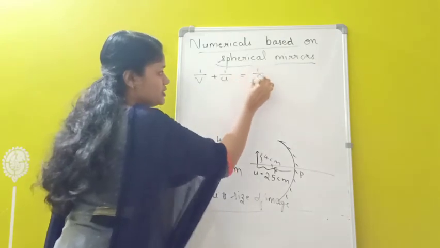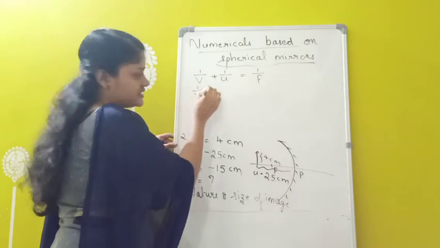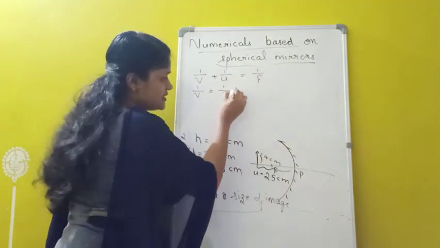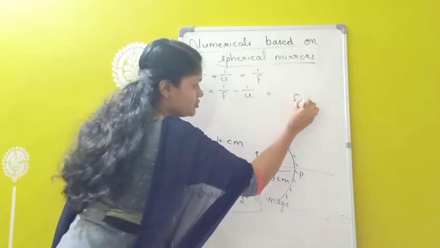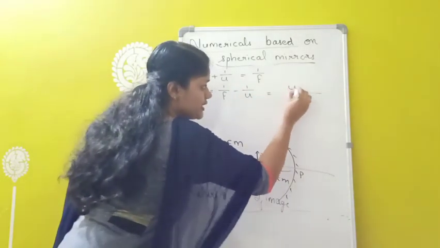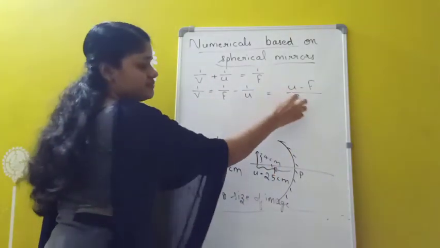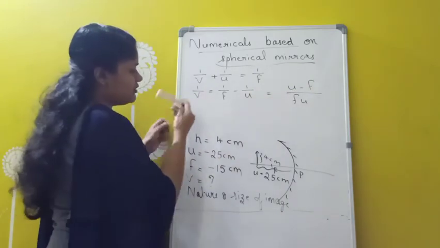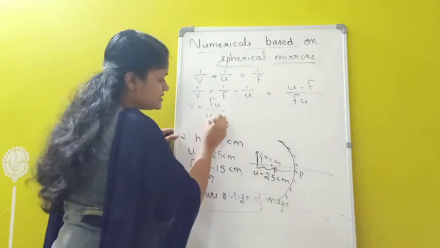From this we need to find v. So 1 by v I am taking on the left hand side: 1 by v equals 1 by f, and 1 by u is going on the right hand side, so minus 1 by u. Taking LCM, fu, here it is u minus f. So 1 by v equals (u minus f) by fu. And we need v, so take the reciprocal: v equals fu divided by u minus f.